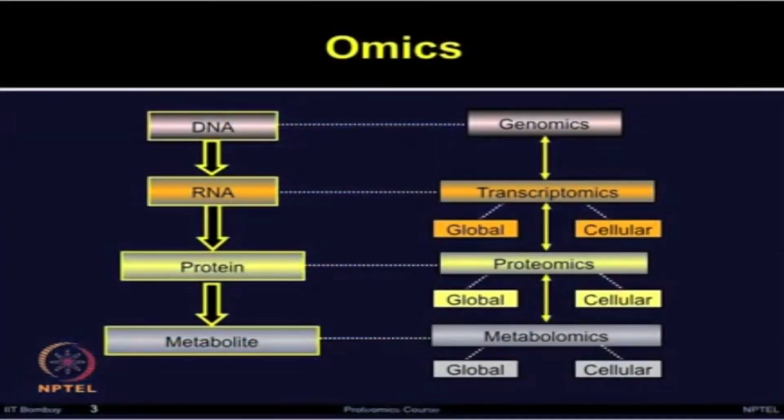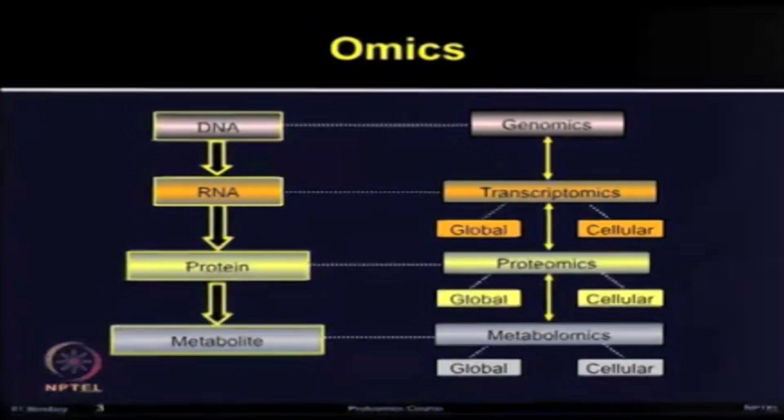So, as you can see in the slide, if you are studying DNA in totality, that will be known as genomics, RNA study as transcriptomics, proteins as proteomics and metabolites as metabolomics. If you are looking at all of the cellular contents of proteome, that will be known as cellular proteomics or cellular genomics, and similarly all of the proteome of an organism will be known as global proteomics or, at the gene level, global genomics.